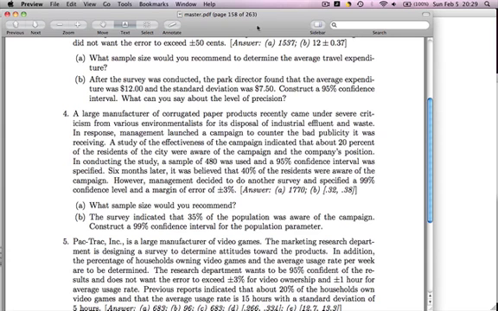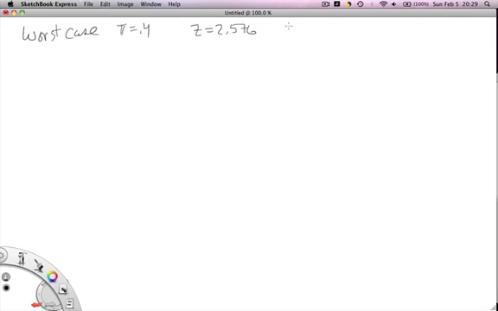Let's go back to sketchbook. Worst case, pi equals 0.4. We want 99% confidence, which means that z is going to be 2.576. And we want a margin of error plus or minus 3%. So error is plus or minus 3%. All right, well, part A says, what sample would you recommend?